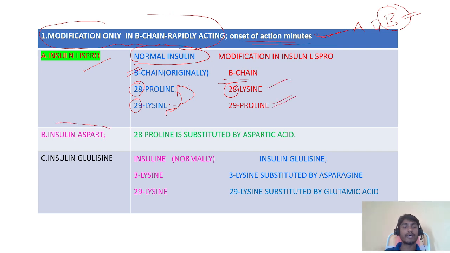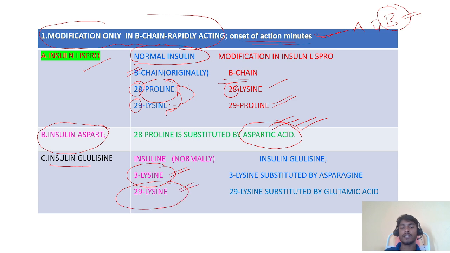Next, insulin aspart. The 28 proline in human insulin is substituted by aspartic acid. Next, insulin glulisine. Here the third amino acid, lysine, is substituted by asparagine, and the 29 amino acid, lysine, is substituted by glutamic acid.